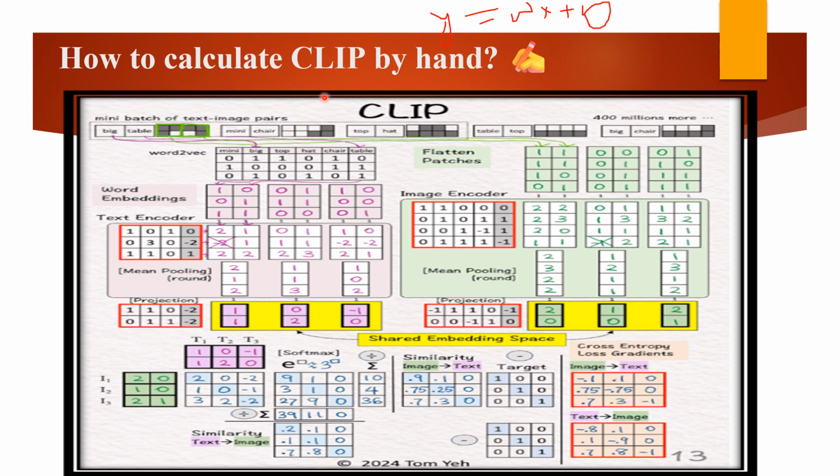So if we summarize this, we have got this mini batch of text and image pairs. We have taken the first big table and then the mini chair top head like this. Here we did the element wise multiplications using the formula wx plus b. Here also taking the same thing, then doing the mean pooling, that is 2 plus 1 by 2, like this. Then projection, using the same formula wx plus b. Here also using the same formula.